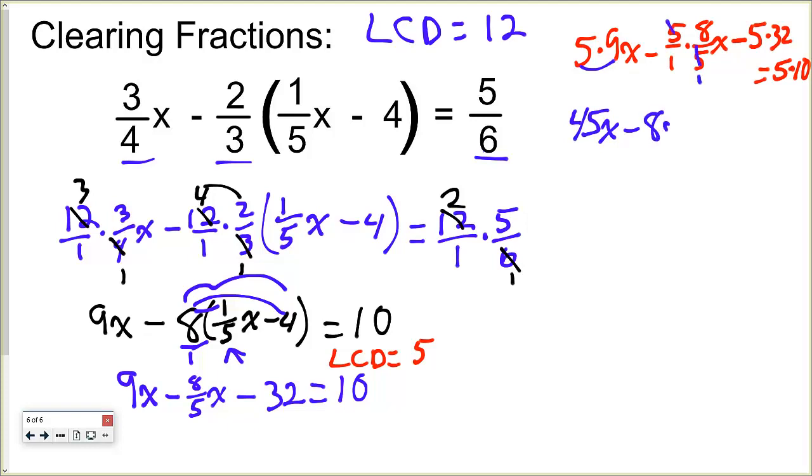And this will end up giving us 45x minus the 5's reduced to 1, leaving me with 8x, and then the 32 times 5, that's going to give me a negative 160, and the right hand side is going to give me 50. And now I can continue solving for the variable using the regular steps for solving multi-step equations.